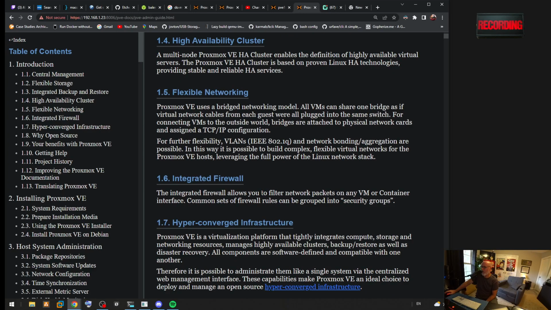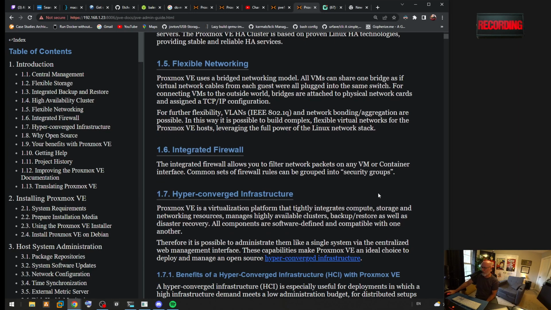1.6, integrated firewall. The integrated firewall allows you to filter network packets. What? On any VM or container interface. Common sets of firewall rules can be grouped into, quote, security groups. Interesting. So you can lock it down even if it's already internal.